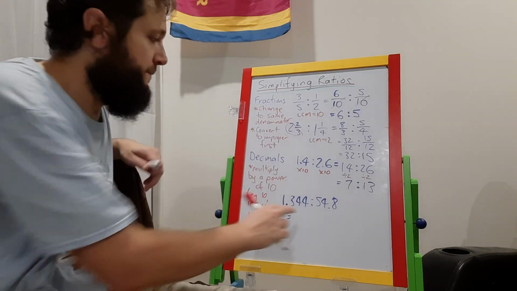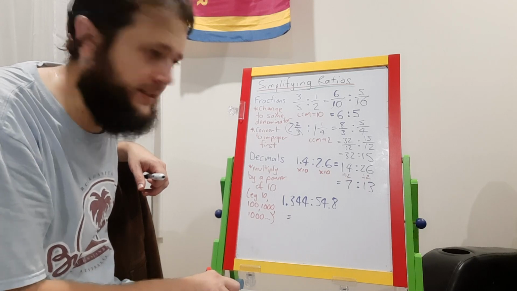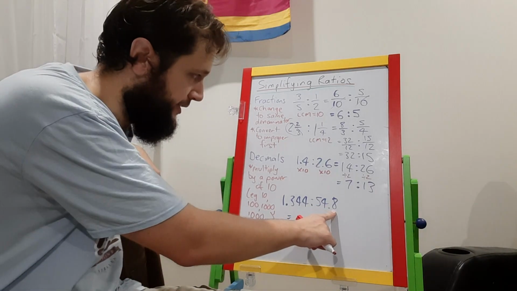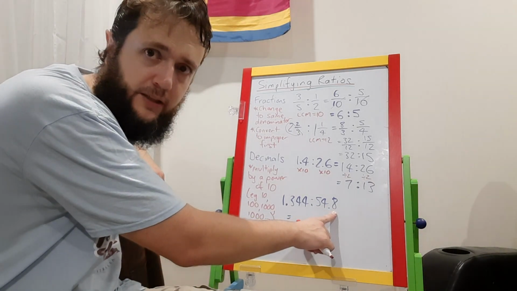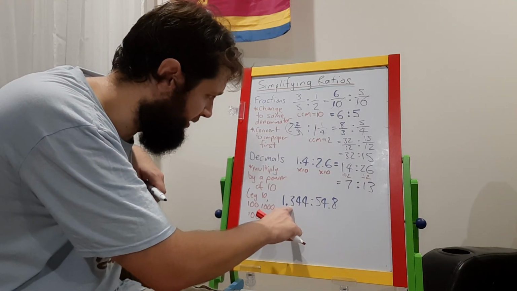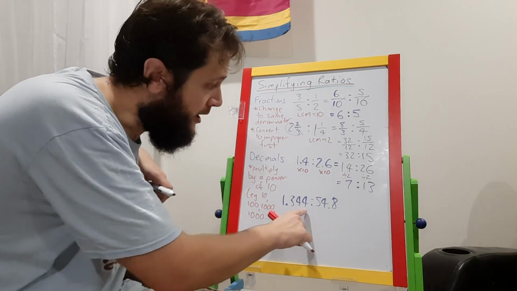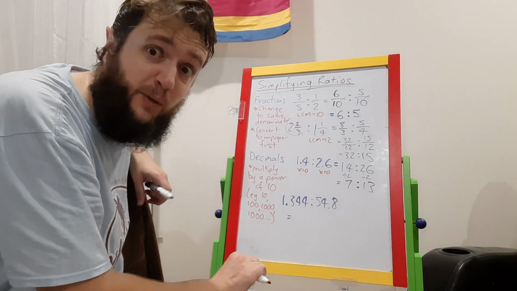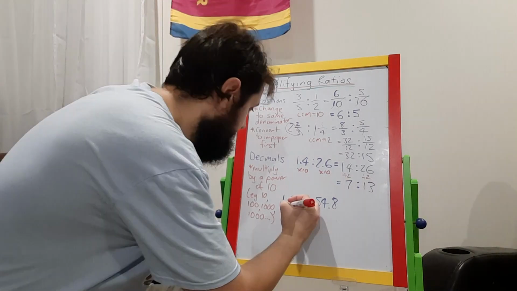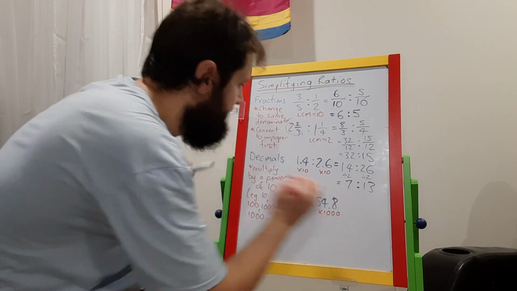Speaking of which, this one's a lot more ridiculous. How would I get rid of the decimal in this situation? Well, that one there only needs to be multiplied by 10 and you'll get rid of the decimal. But here, if I multiply by 10, I'll still have a decimal. If I multiply by 100, I'll still have a decimal. I'm going to have to multiply both sides by 1,000. So let's do that. Let's multiply both sides by 1,000.